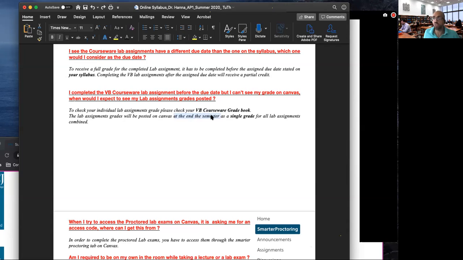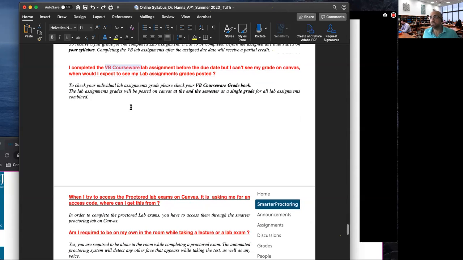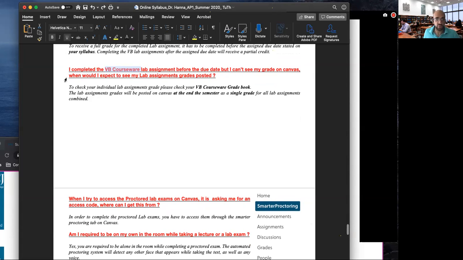So Canvas will not be updated with your grade from the Visible Body courseware until the end of the semester. For you to keep track of your grades, please check your Visible Body courseware gradebook. You're going to have them separated from the rest of the grades until I manually transfer them, because the Visible Body courseware doesn't allow you to automatically transfer the grades to Canvas.